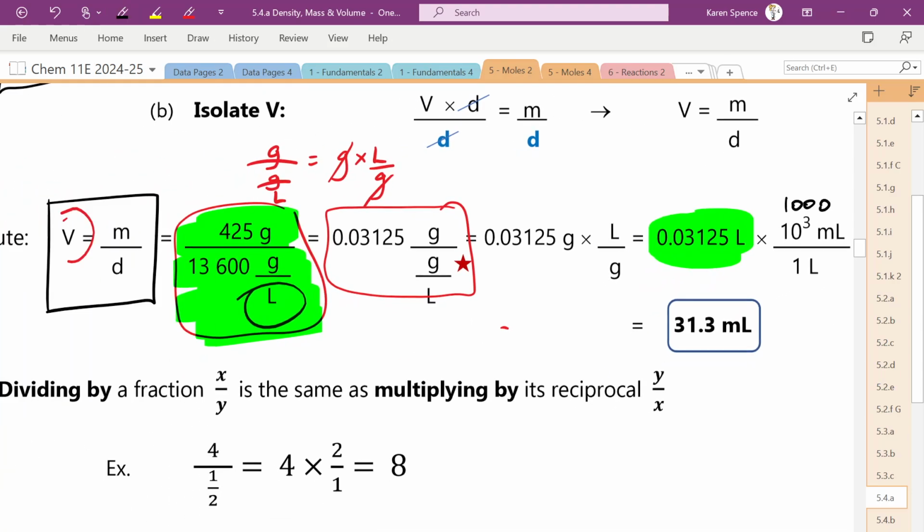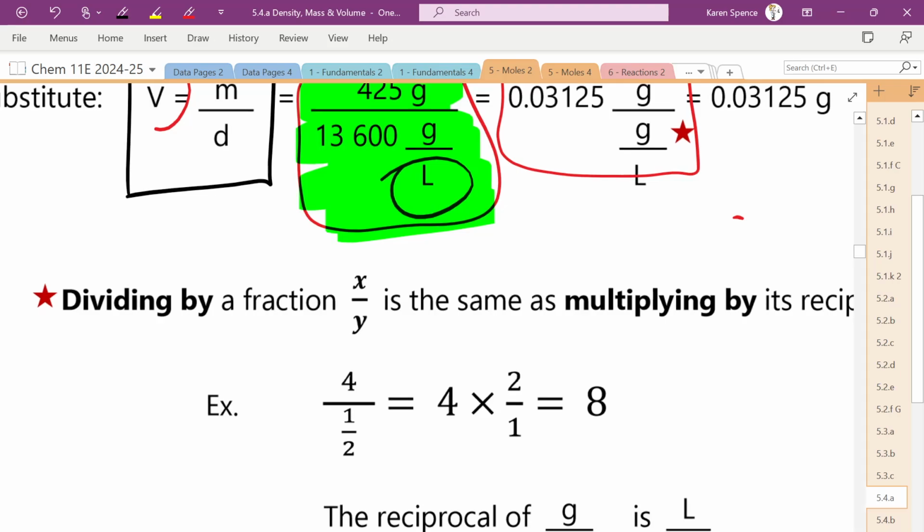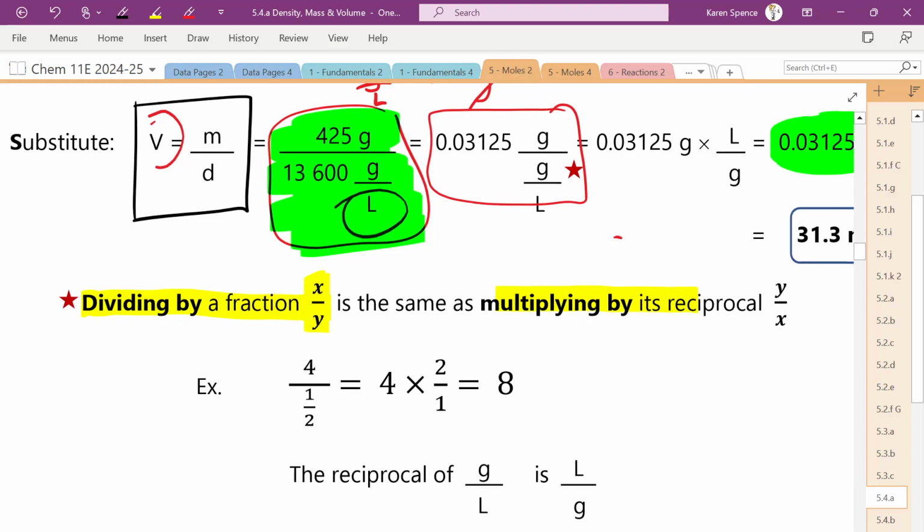Okay? Oh, and look, it says dividing by a fraction is the same as multiplying by its reciprocal. It's just a handy piece of math to know for chemistry and physics and all sorts of things. Okay?